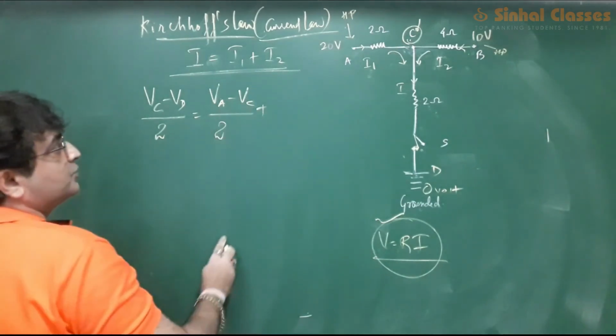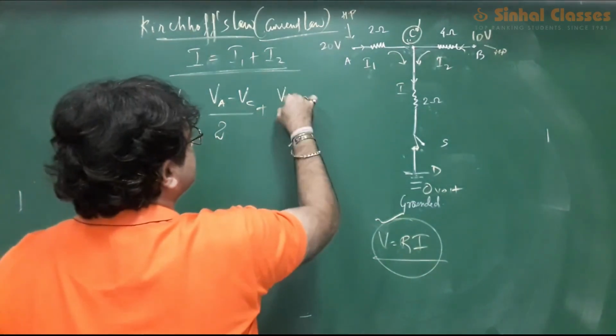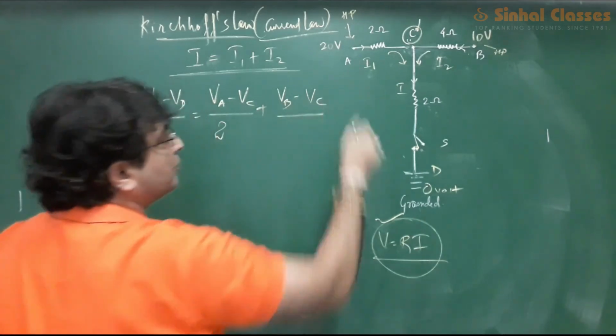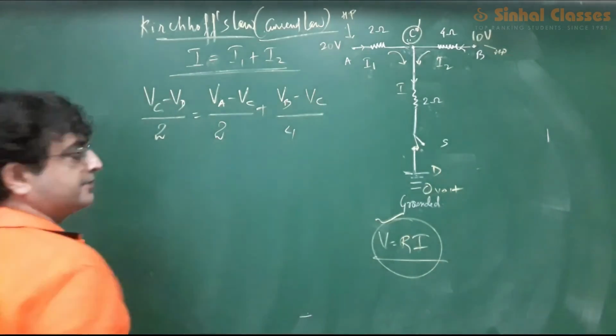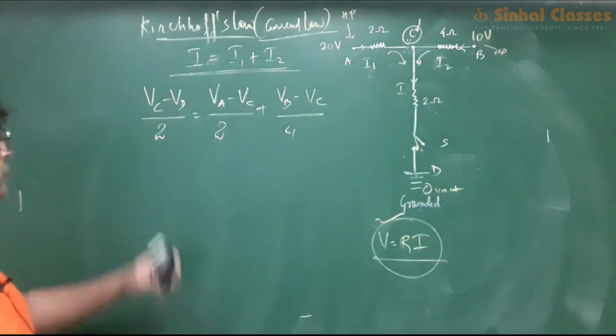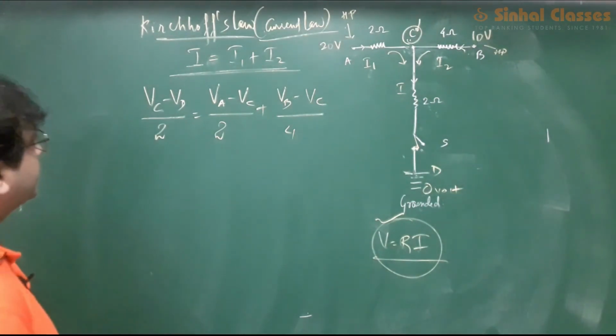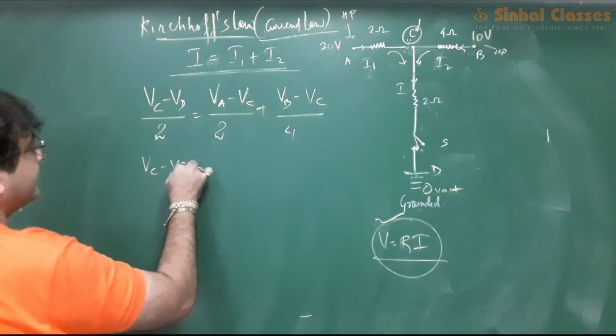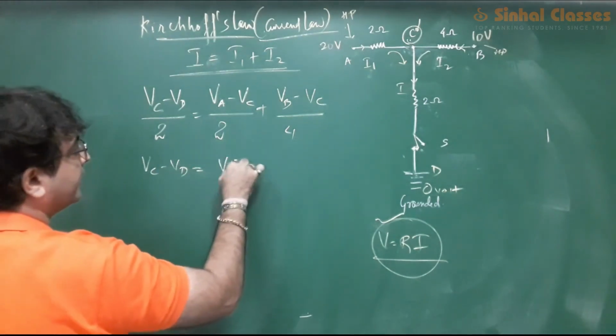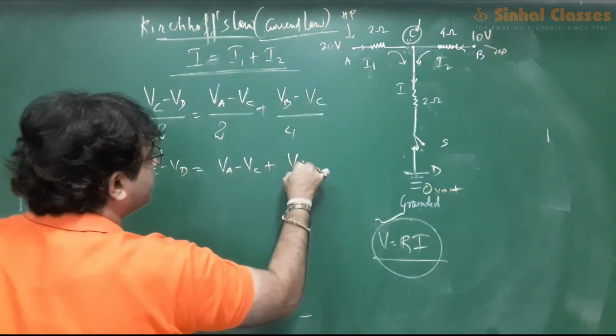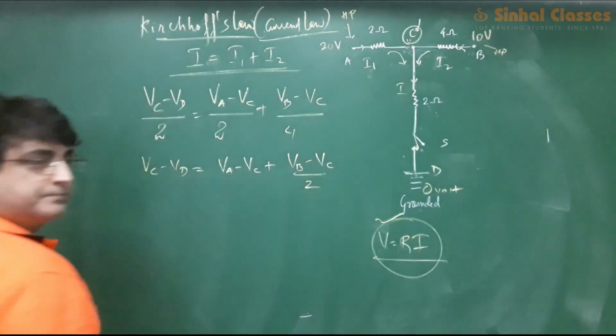Now when I look into it, plus what exactly? How will you write I2? So it's VB minus VC upon what exactly, consider? So that's 4 ohms we consider. Now if I happen to solve it, cancellation will be there. 2 is a common factor in all the cases. So what exactly do we get? VC minus VB is equal to VA minus VC plus VB minus VC by 2.